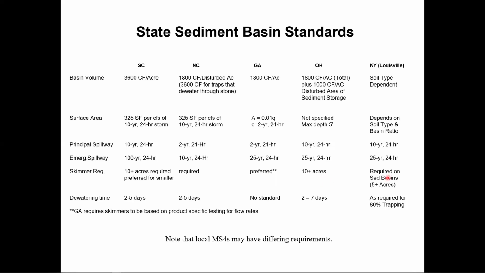Ohio is 10 plus acres, and Kentucky, it's basically 5+ acres. But again, if you have a sediment basin design with an outlet structure, what we understand is they're looking to see skimmers on those. If it's a sediment trap with a rock outlet, obviously it'd be hard to put a skimmer in there. Dewatering time, most places have a range of 2 to 5 days. Georgia doesn't set a standard, they leave it up to the engineer. Ohio says 2 to 7 days. And again, Kentucky just says as required to meet 80% trapping. When we get into the SEDCAD modeling, you're going to see that often you can meet the 80% without having to retain it for a full 2 days, at least in the example we're going to go through here.